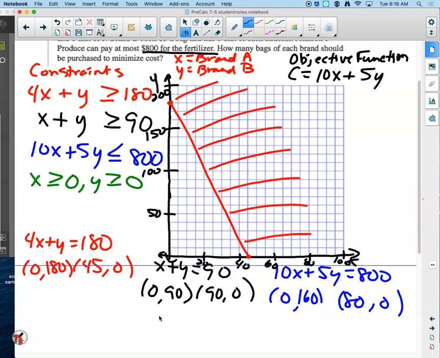Don't forget to change your colors as you go to the next one. So the next one was our 0, 90 and 90, 0. And that one again was an at least, so we'd like to have more, which means we're shading out this direction.